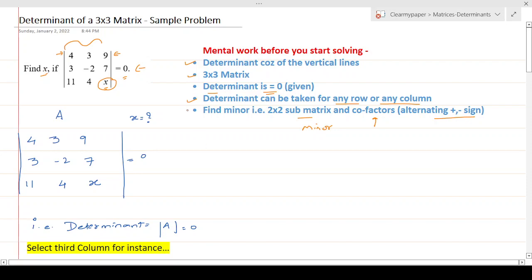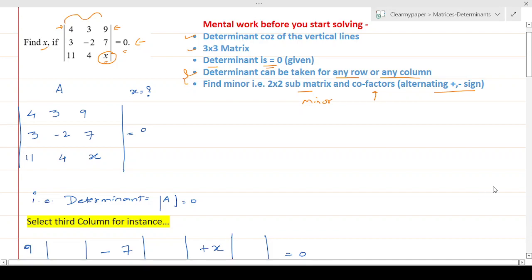These two are the ingredients that should naturally come to your mind, and the first 3 points are given. So that's the mental work that's done. Now, in the interest of time in the examination, let's get started.